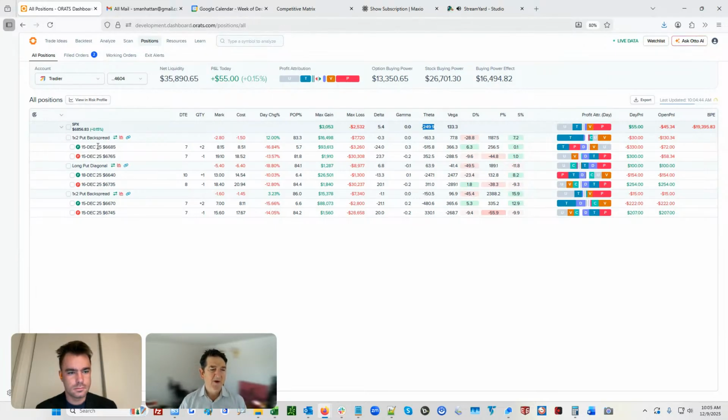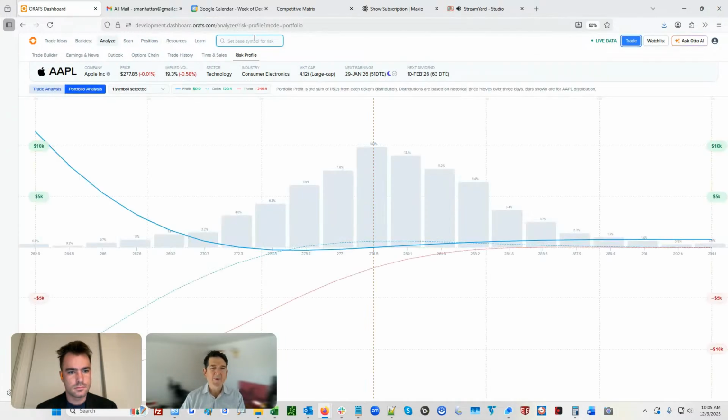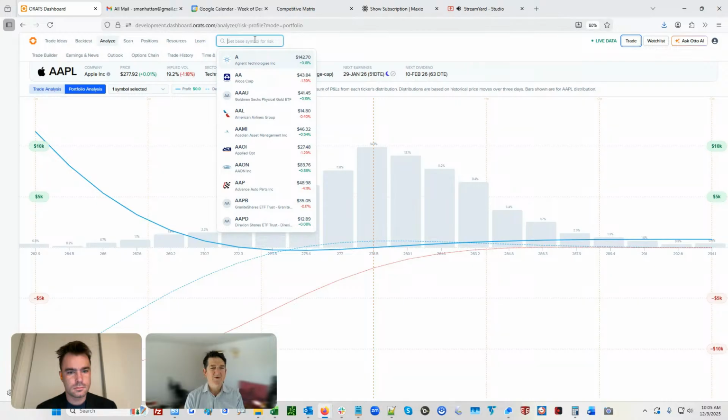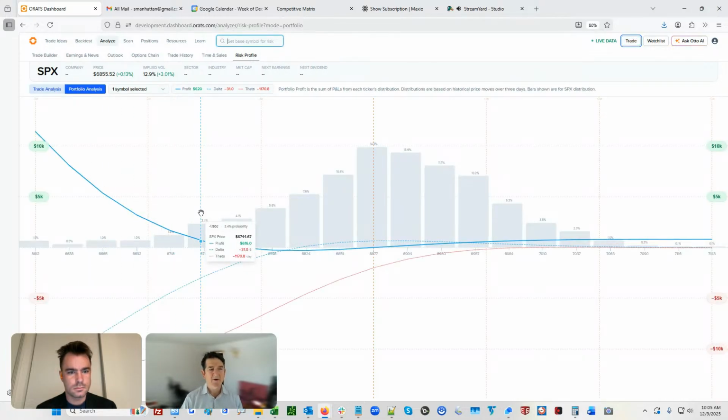I have a couple of 1x2 back spreads, and then I have a put diagonal in there. I'm getting money for the put diagonal, and I'm paying out for the back spreads. So let's check that out. All you have to do is click on the risk profile. We have Apple as the default. We'll change that to probably SPY soon, but you could set any symbol as your base risk symbol. So I'll set that to SPY or SPX.